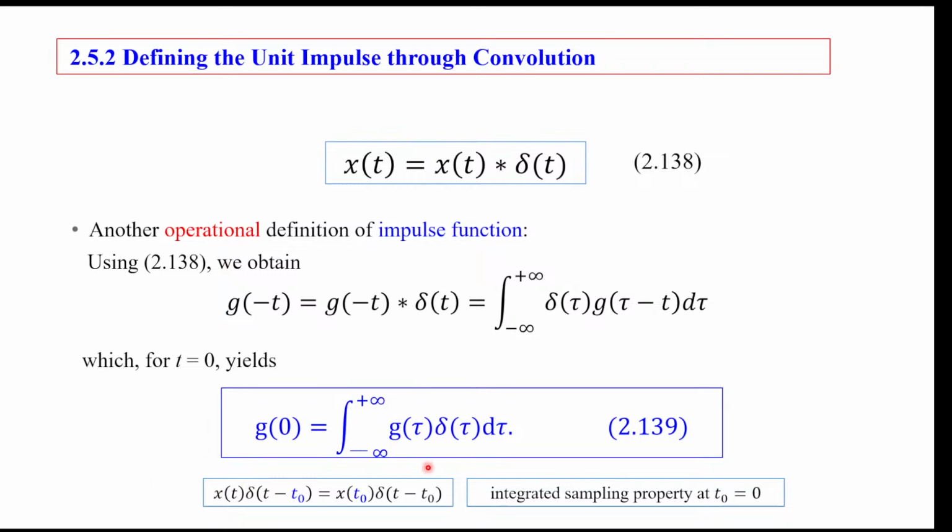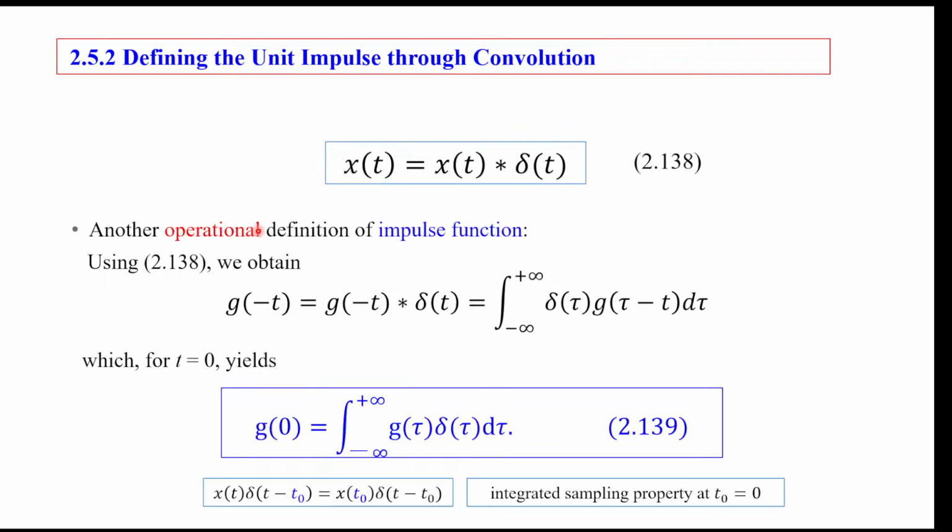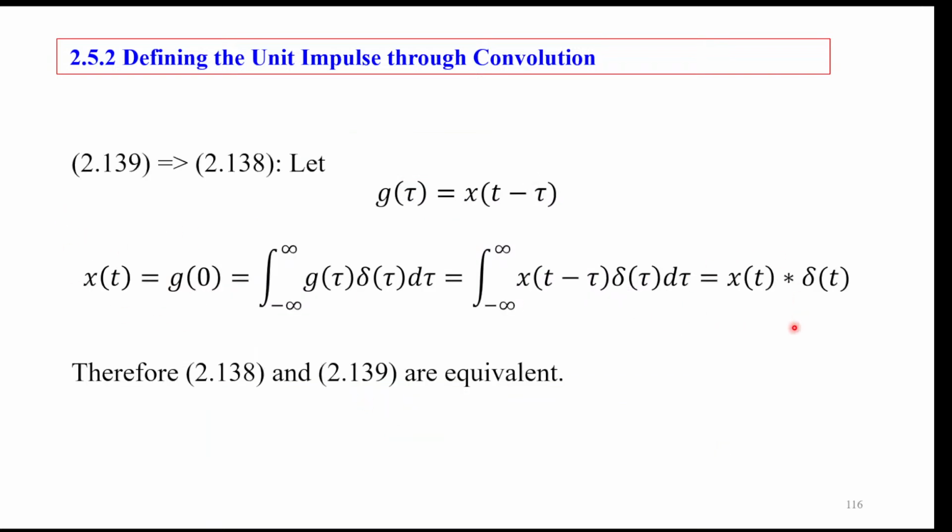And then you can also go the other way. This is a weaker sampling property, 2.139, a sampling property only at t0 equal to 0. And from here you can also derive our operational definition, that x of t equals x of t convolved with delta of t.